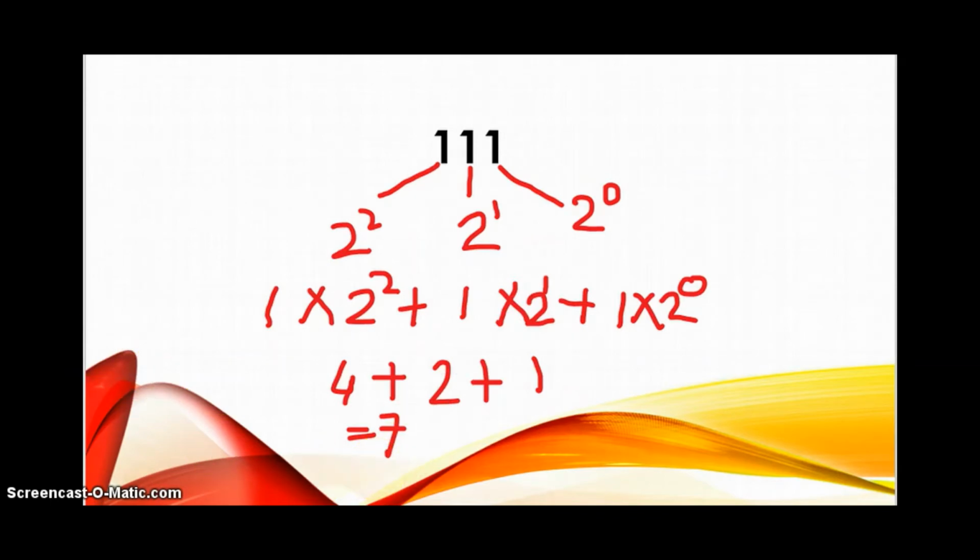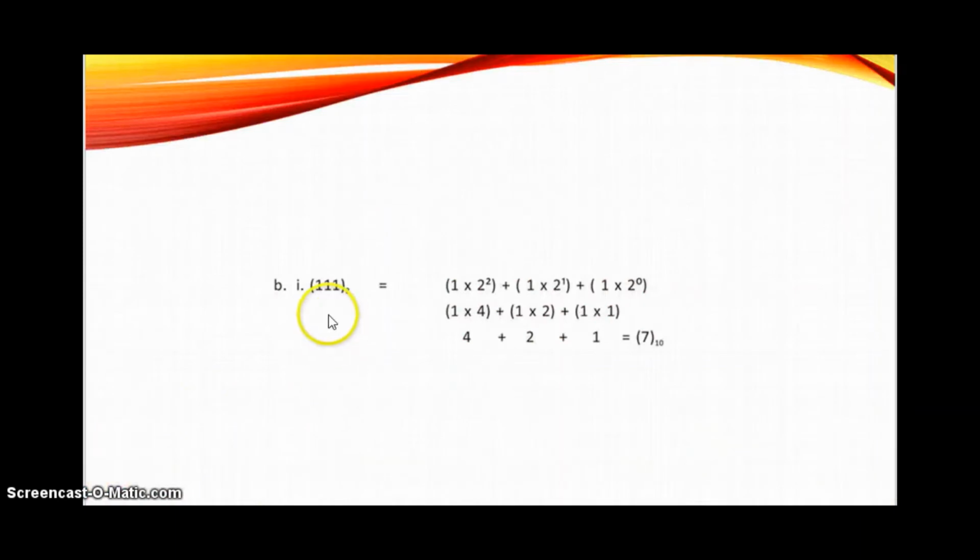You can write this as here. This is the correct way to write. That was for explanation. You will write neatly like this: 2 raised to the power 0 into 1, and so on. Then you will simplify it, and it comes out to be 7 with the base 10. This represents that this number system is in decimal format and this number system is in binary format.